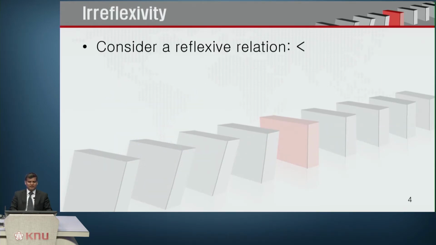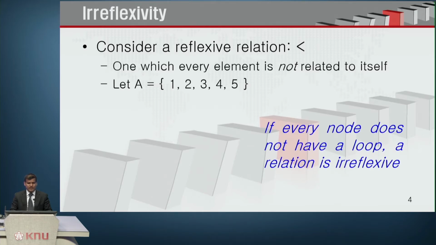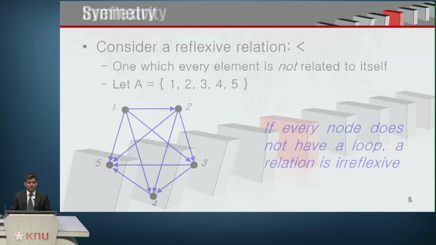Irreflexive is one in which every element is not related to itself. So when the elements are not related to themselves, we can say it is irreflexive. If no node has a loop, the relation is irreflexive. You can see here again the nodes 1, 2, 3, 4, 5 don't have a loop. In other words, they are not referring to themselves. 1 is not related to itself, nor are 2, 3, 4 and 5. So this is the irreflexive property.